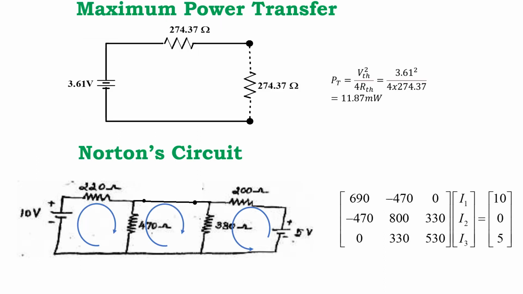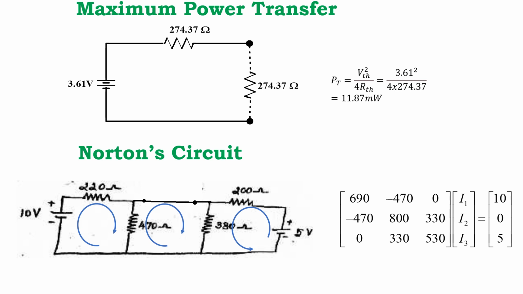So now we go to the maximum power transfer theorem. Once again, as I mentioned earlier, it looks similar to the Thevenin theorem. So read out the Thevenin equivalent circuit and put the load resistance. But here the load RL is nothing but RTH, so we can put 274.37 as the RL. So 3.61 is the Thevenin voltage, 274.37 is the Thevenin resistance and 274.37 is the load resistance.